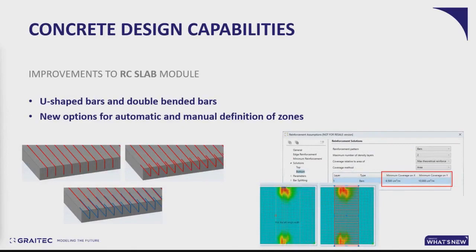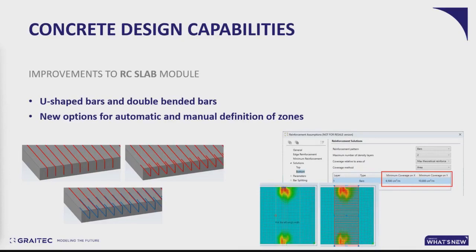And finally, we have the RC slab module. I'll start with new bar shapes. You can define anchoring of bars using not only hooks, but also by using U-shaped bars and double bend bars. We can now manage anchorage details separately for each zone and for each direction.